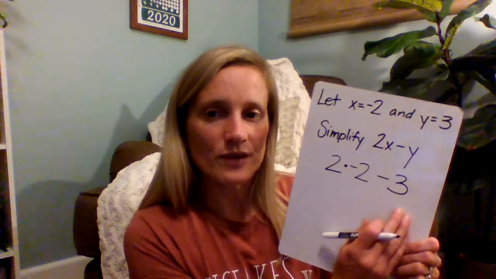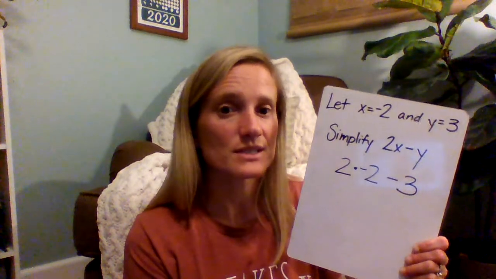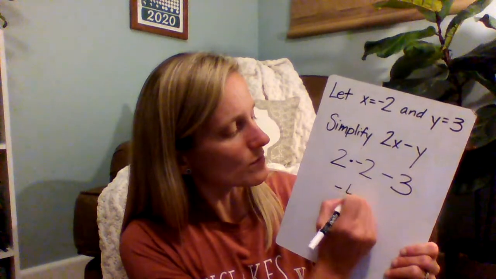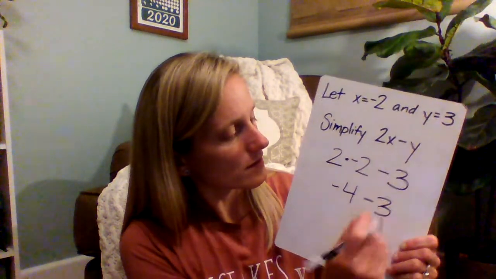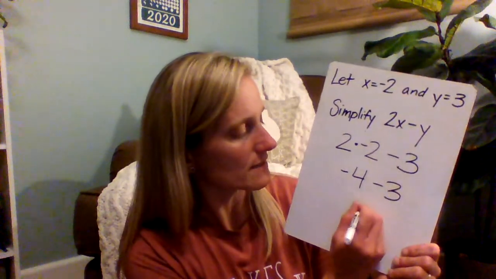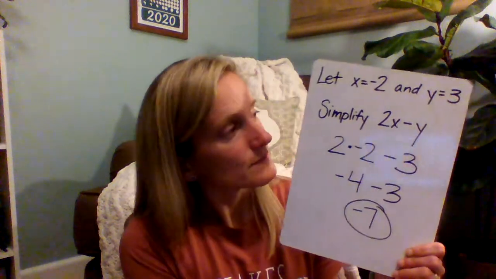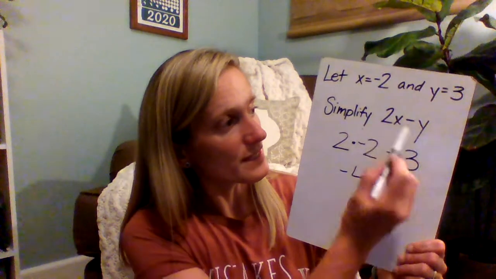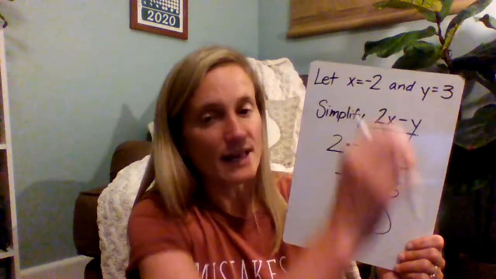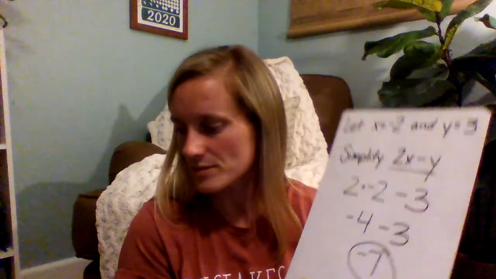Now I'm going to use the order of operations to tell me whether I multiply first or subtract. The order of operations tells me that I need to multiply first. So 2 times -2 is -4. Now I have only subtraction left. So -4 minus 3 is -7. So the answer to this problem is -7. Again, that's only what this expression equals when x and y have those values. I can only plug in the numbers that I'm given for the variables.